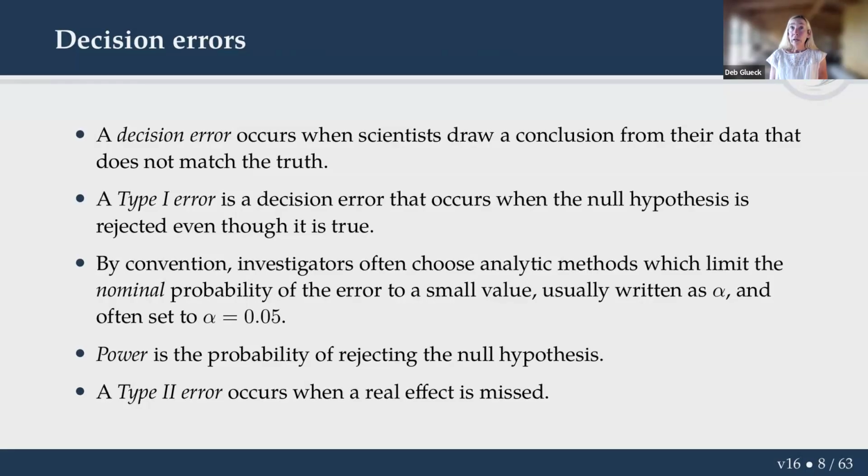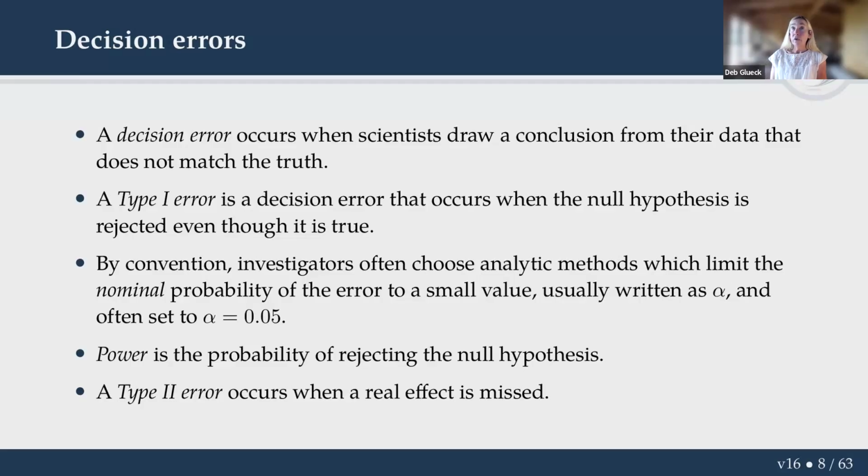Now, most of our talk today is about decision errors, and I'm going to briefly introduce what a decision error is. So a decision error occurs when scientists draw a conclusion from their data that does not match the true state of nature.